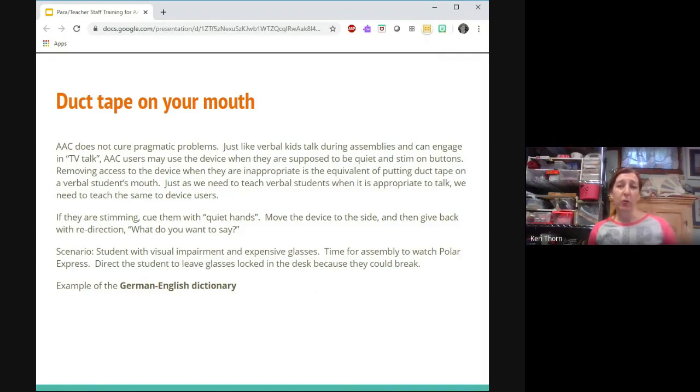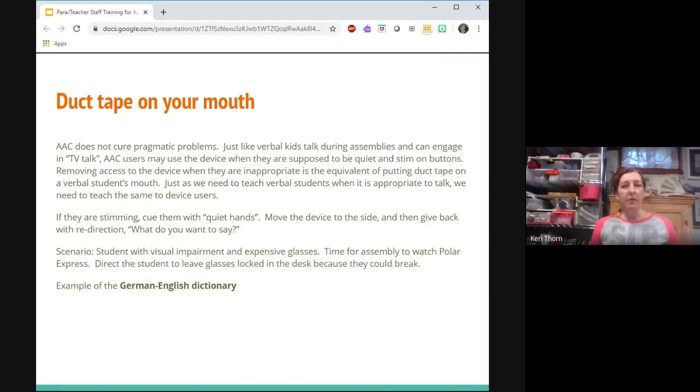So if we had a student with really poor vision and they had very expensive glasses, we wouldn't tell them, okay, we're watching a movie in the auditorium. Leave your glasses in your desk because we don't want them to break. We would never do that. We would have them wear their glasses because they need to see.